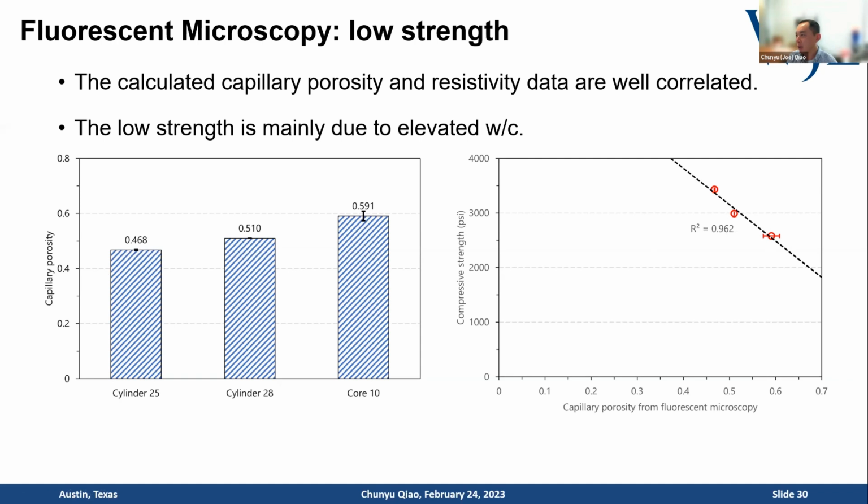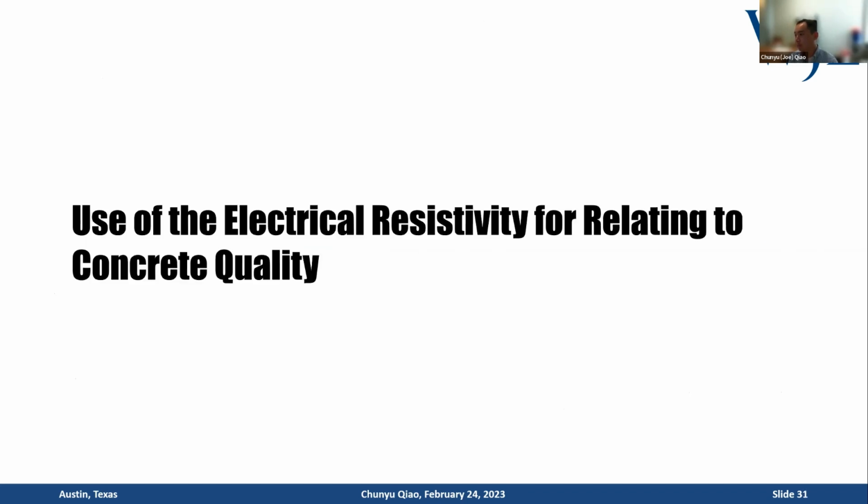If you have a higher water-cement ratio, you have a higher capillary porosity, which will make your concrete matrix more porous and less densified. So of course, it will have a lower compressive strength. So this is just a small case that indicates how we can use concrete petrography with fluorescence microscopy to tackle concrete quality issues for new constructions.